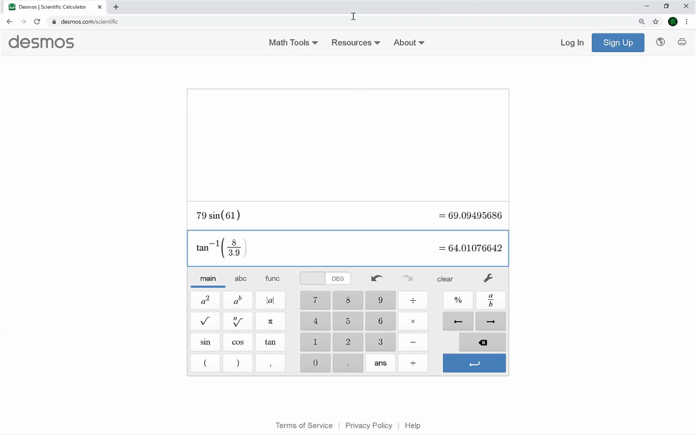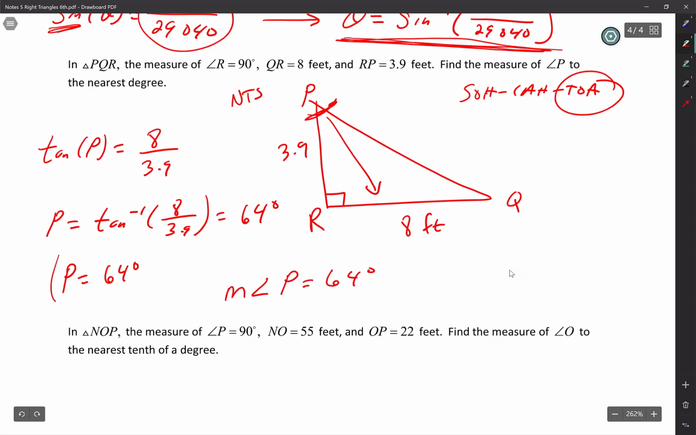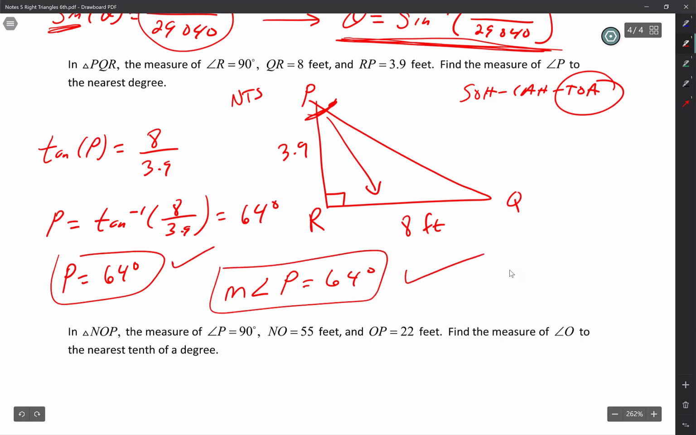64.0107. I think I just wanted nearest degree, so 64. So let me go back to my paper here. To the nearest degree, yep. So this gives me 64 degrees. So I'll just write P equals 64. Sometimes you'll see books that say this, and that just means measure angle P. It doesn't matter. If I see this, I'll count it right. If I see this, I'm like, oh, she's being formal, I'll count it right. They both mean the same to me.